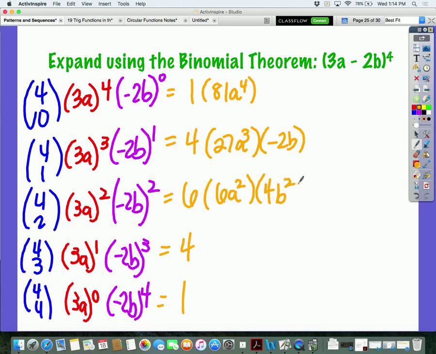6a squared, and a positive 4b squared. Where's the positive coming from? It's a 9 is all. It's 9. Sorry, that is a 9. And that negative 2b turns into a positive 4b squared, because when you square a negative, it becomes positive. Down here, you'll have 3a, and then you'll have a negative 8b to the 3rd, because whenever you cube a negative number, it still stays negative.